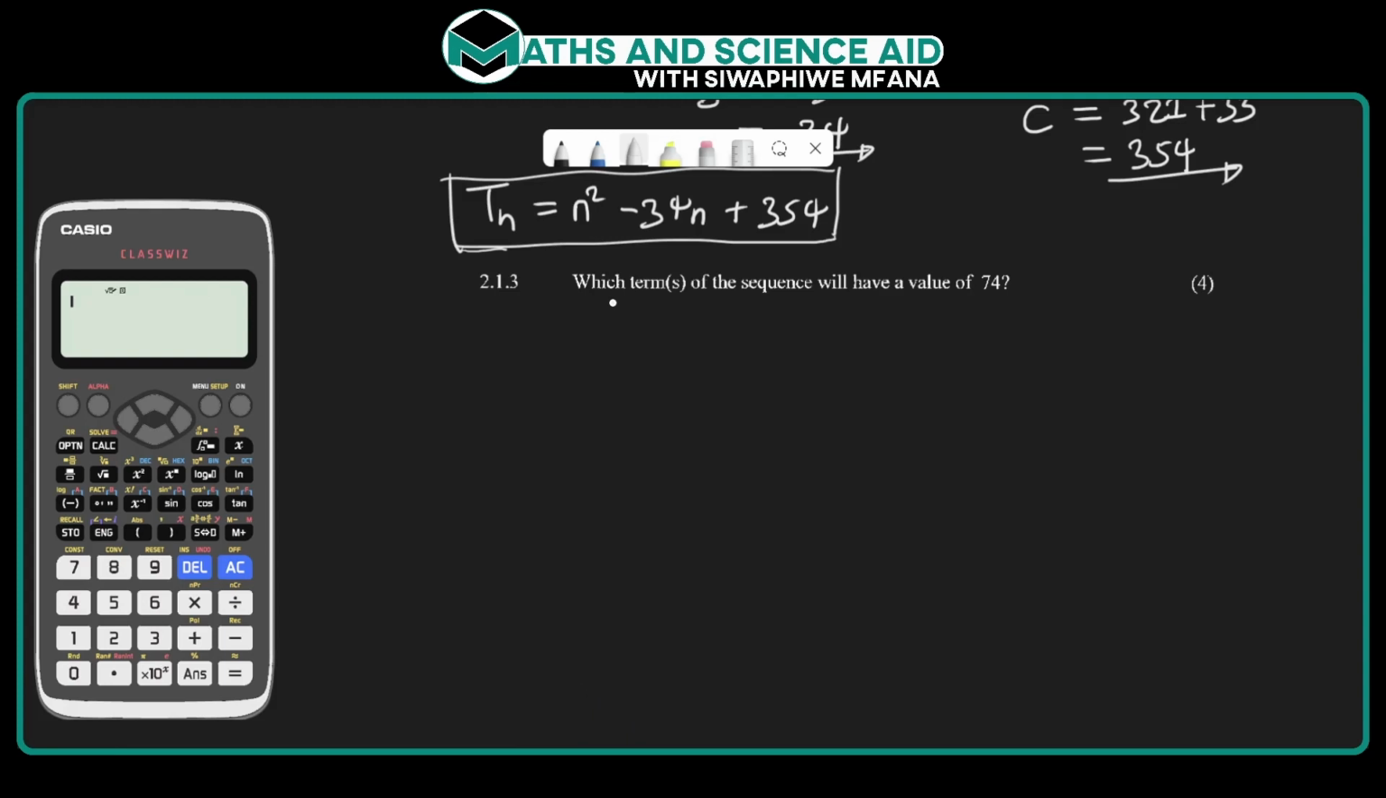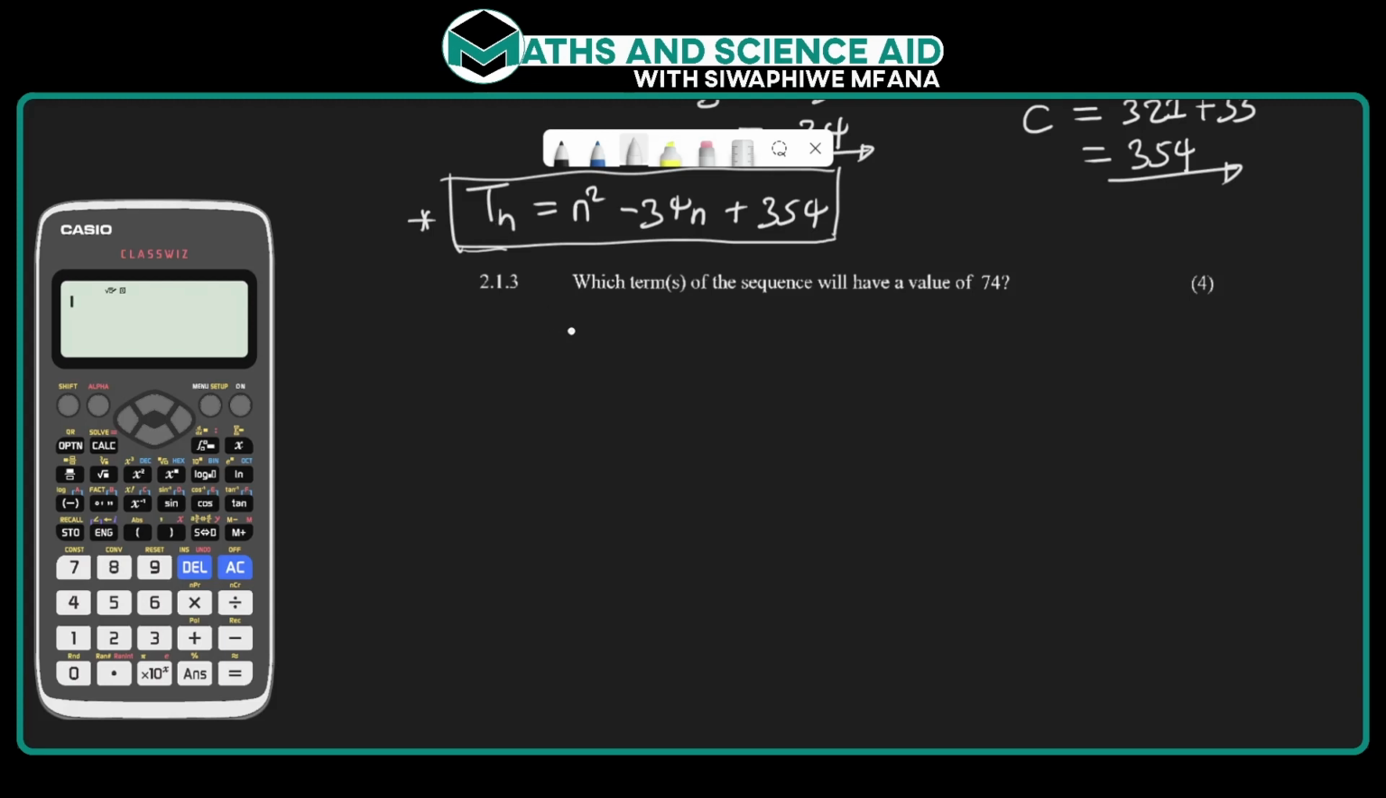The next question is, which term or which terms of the sequence will have a value of 74? And so to answer this question, we can make use of the general term or general formula that we found in the previous question.